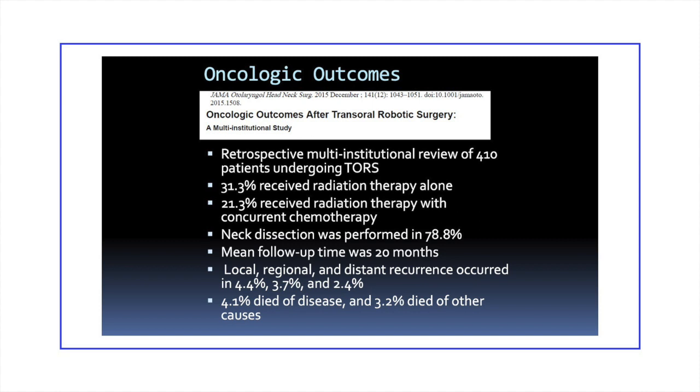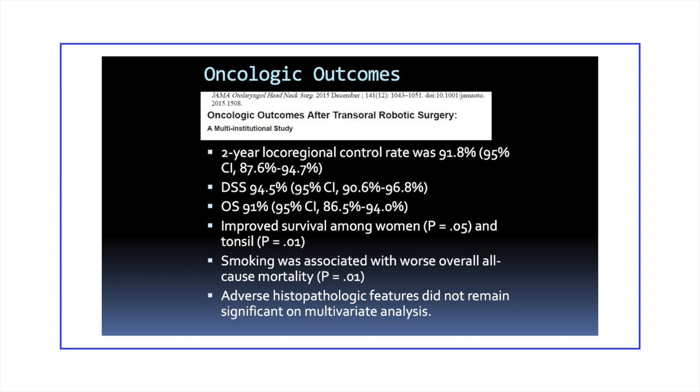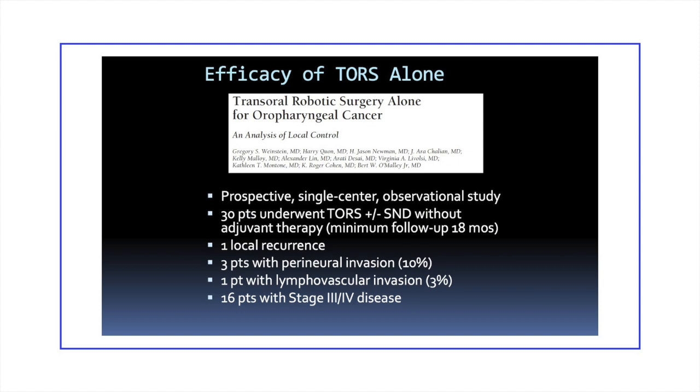So, excellent oncologic outcomes. The 2-year locoregional control rate, therefore, was 91.8%. Disease-specific survival was 95%. Overall survival was 91%. So again, compared to the HPV-negative counterparts, these are excellent outcomes. The interesting study conducted by the Penn group also showed, in their prospective trial of 30 patients undergoing TORS and neck dissection, 1 recurrence despite only undergoing surgery without any adjuvant radiation or chemotherapy. So again, highlighting the high level of efficacy with surgery.